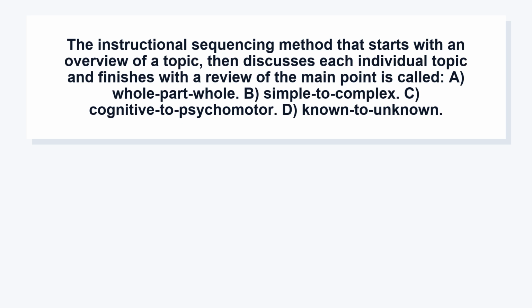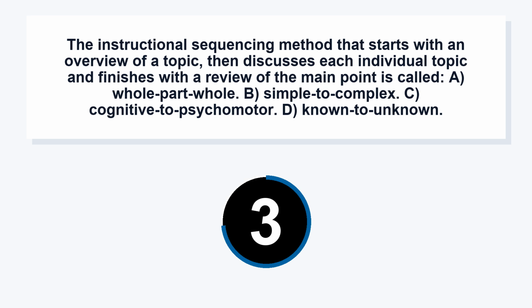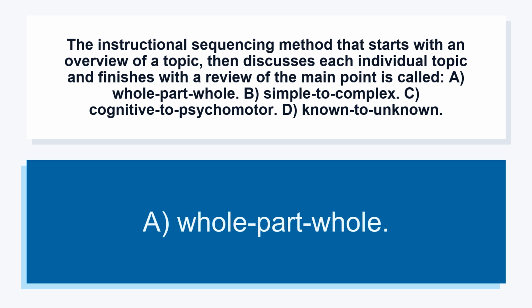The instructional sequencing method that starts with an overview of a topic, then discusses each individual topic and finishes with a review of the main point is called A. Whole part whole. B. Simple to complex. C. Cognitive to psychomotor. D. Known to unknown. A. Whole part whole.